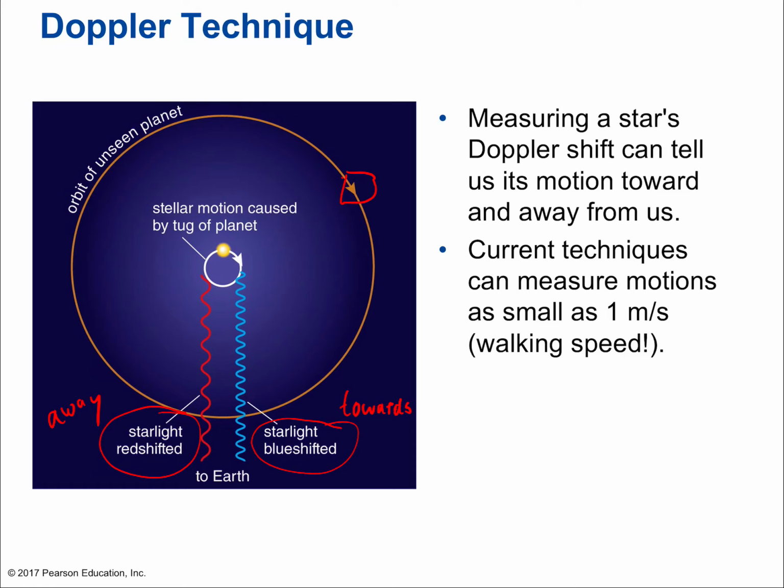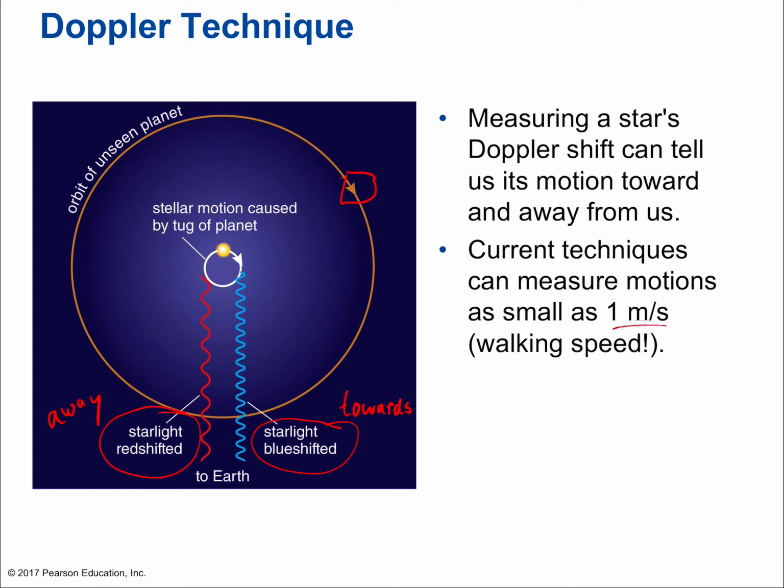The current techniques are remarkable. We can measure wobbles as small as 1 meter per second. All right, the reason that this type of technique can be so precise is because we're looking for tiny wavelength changes. Well, we can measure wavelengths really well.